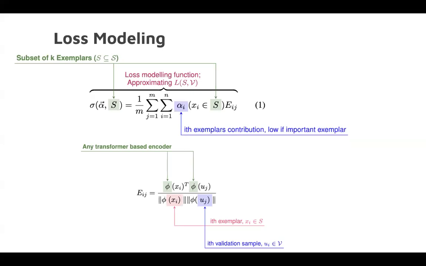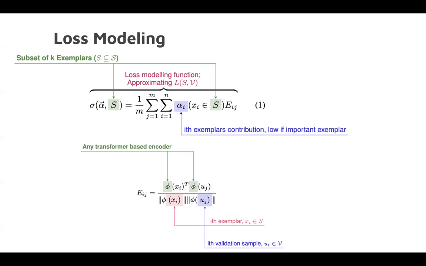And to dive deeper into EXPLORA, the loss modeling function, or the surrogate, is now shown on the screen. This is denoted by sigma. It can be seen as a loss estimator or a loss approximator. It is a linear model, like linear stochastic bandits, where alpha here refers to the weights and E_ij refers to the feature matrix. The feature matrix is computed by modeling the interaction between each exemplar in the exemplar subsets and the validation examples. As shown on the bottom of this slide, we compute the cosine similarity between the ith exemplar and the jth validation sample, and we aggregate it across the validation samples.